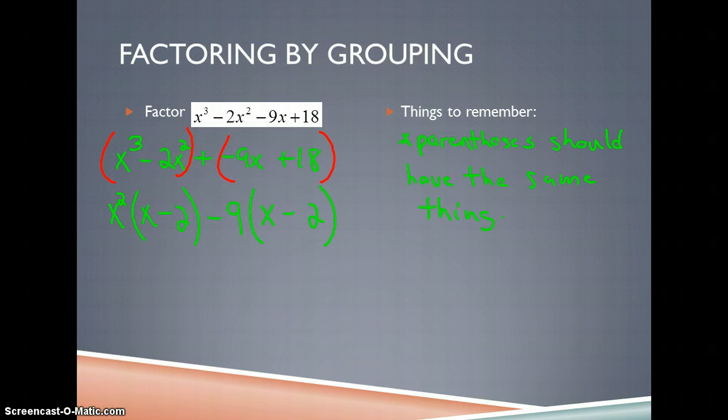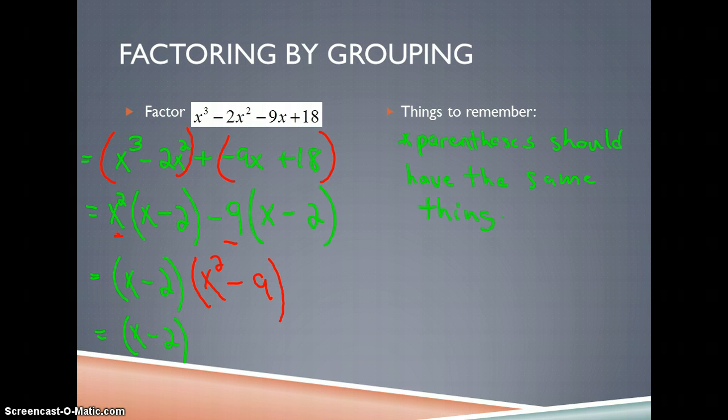And again, we have the same thing in parentheses, which is good. We factor those out. So we get x minus 2. That leaves us with x squared and minus 9. So then we have x squared minus 9 left there. This one happens to work out where this is a difference of perfect squares, so we would need to factor that a little bit further.